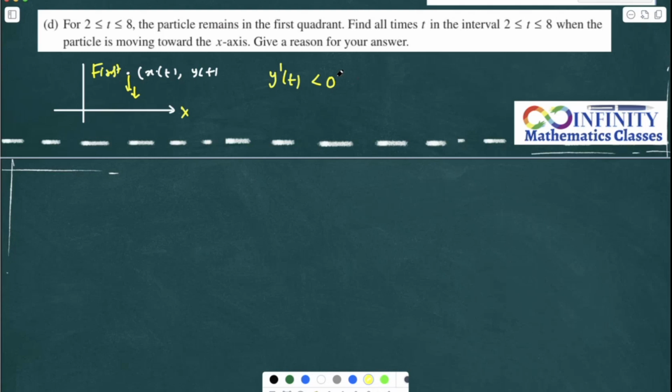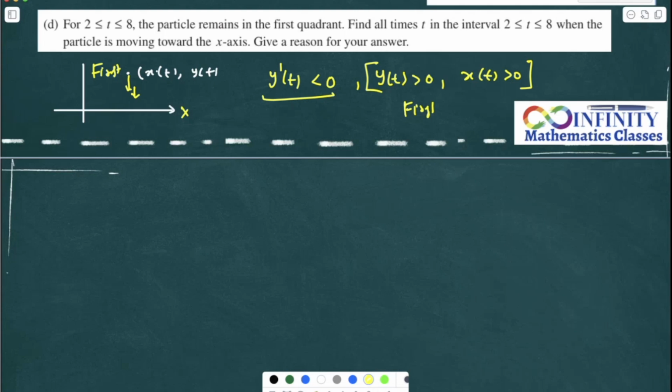Okay, and additionally, because you're in the first quadrant, your y(t) should be positive, and your x(t) should be positive. So this is the reason why you should be in the first quadrant, and this is the reasoning why you should go closer to the x-axis. Any doubt?